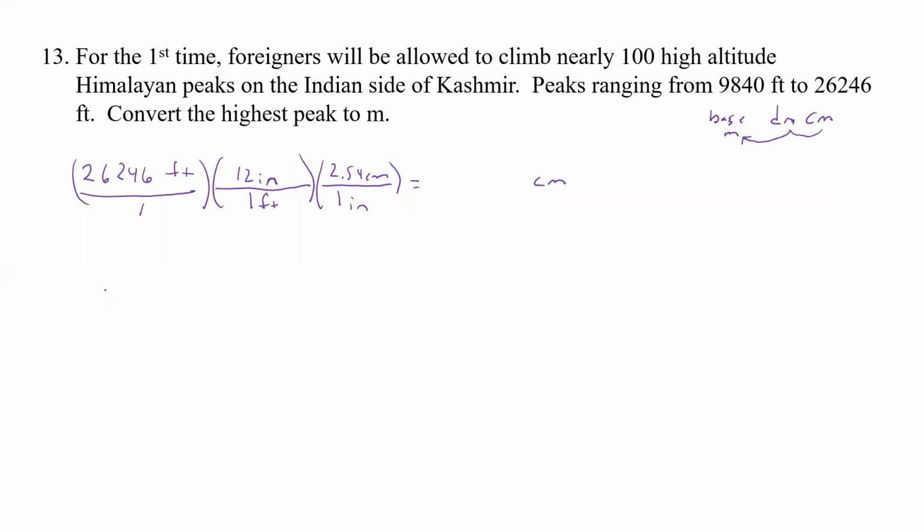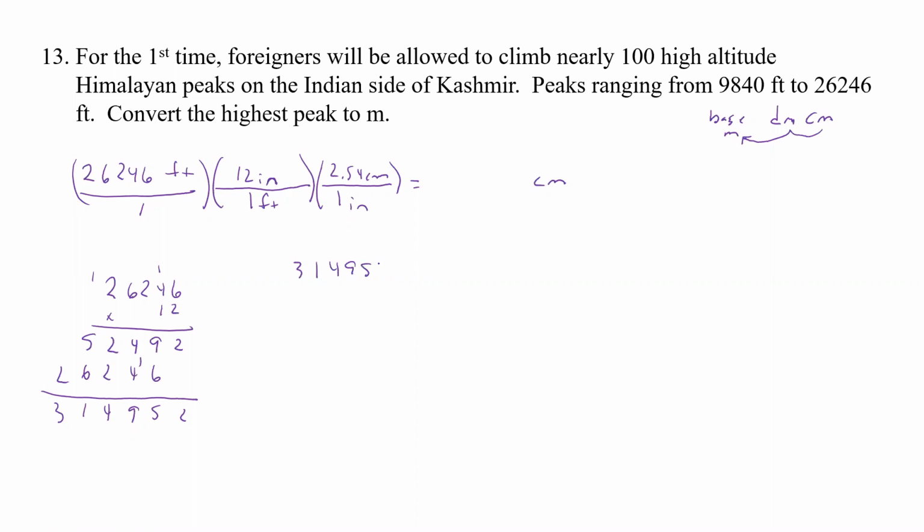All right, so 26,246 times 12. Let's do that first, I guess. So that's going to give us a 12. That's going to give us 8, 9. That's going to give us a 4. That's going to give us a 12. That's going to give us a 5. Then a 6, a 4, a 2, a 6, and a 2. So 2, that's going to give us a 15. That's going to give us a 9 and a 4 and an 11 and a 3. So now we have 3, 1, 4, 9, 5, 2.